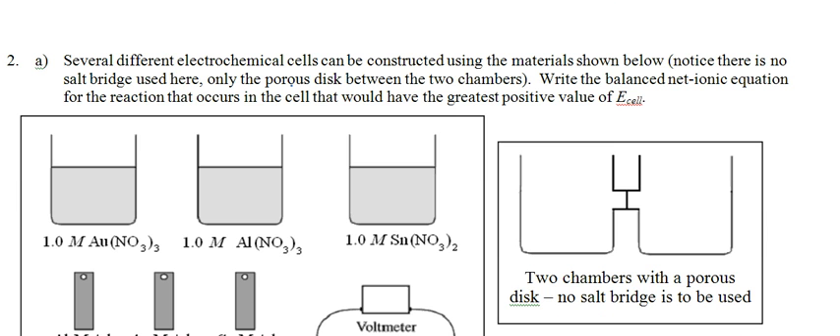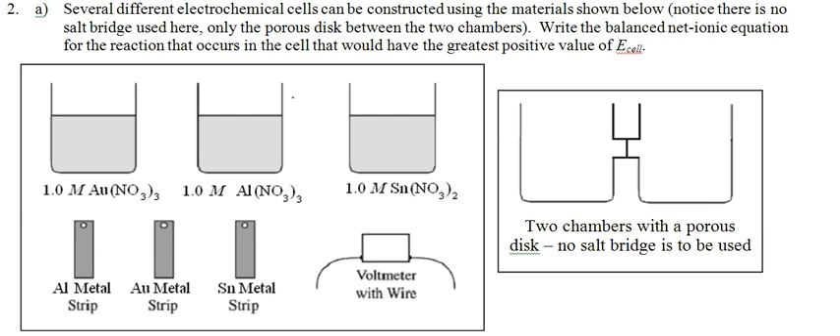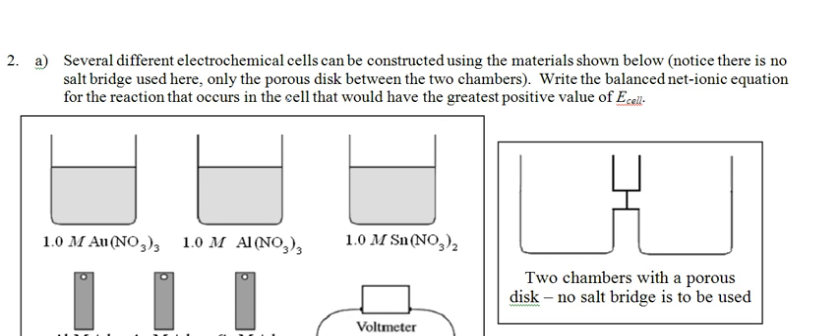All right, question number 2. Very, very similar to the first question. It says several different electrochemical cells can be constructed using the material shown below. Notice there's no salt bridge. We actually have a porous disk here. Question says, write the balanced net ionic equation. So again, that's the question. For the reaction that occurs in the cells that would have the greatest positive value for this cell.